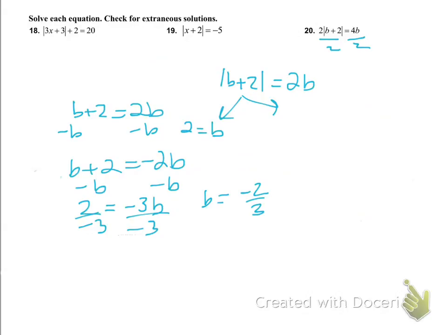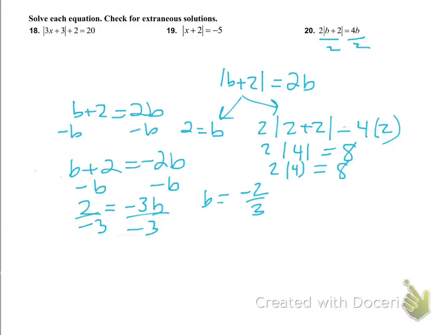We need to check it. So I'm going to go back to my original and fill in my b. Work the inside first, so 2 plus 2 is 4. 4 times 2 is 8. Absolute value of 4 is still 4, and they're being multiplied. 4 times 2 is 8, so that one worked.